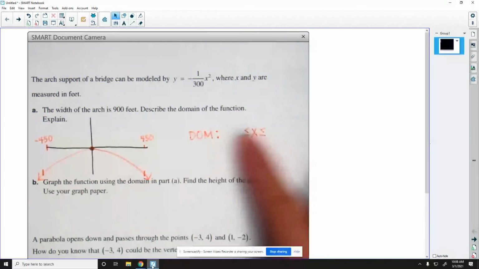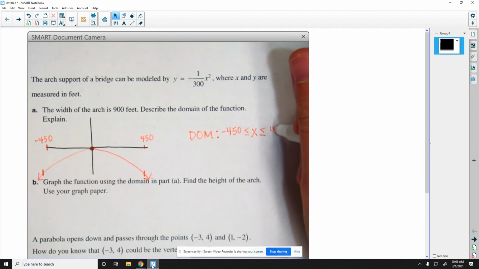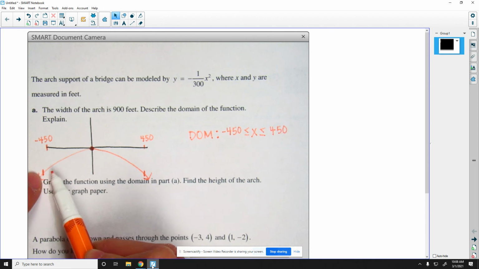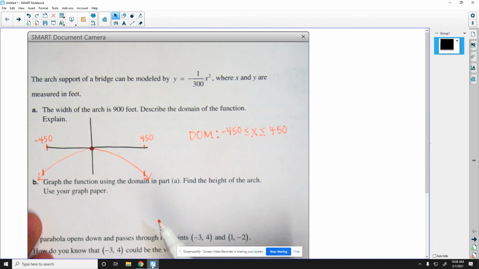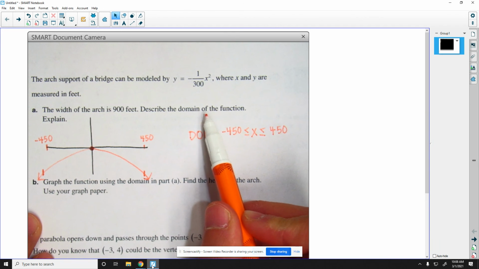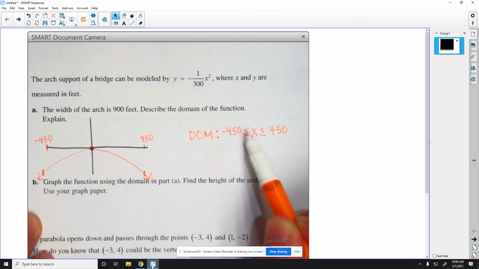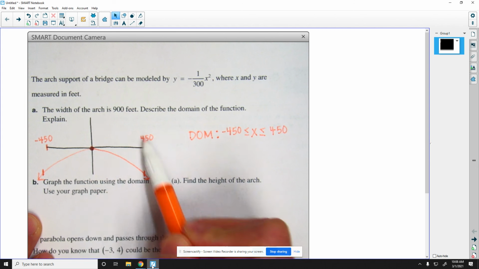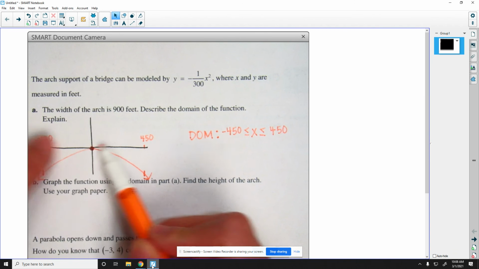So what do we think? From what to what? Right, because you see how they're telling you that the arch is 900 wide. So if it's 900 wide, how much was on each side? Negative 450 to positive 450. Okay. Describe the domain. Well, we just did. And then explain why. If you want to write in a sentence why you know it's negative 450 to positive 450, that's fine. But I feel like this picture kind of explains why too, right? You just cut 900 in half because it's symmetrical.